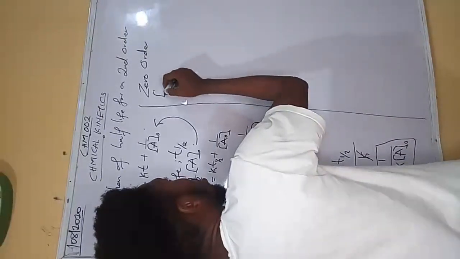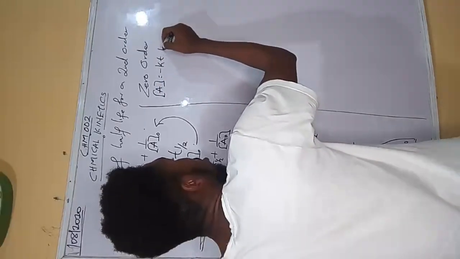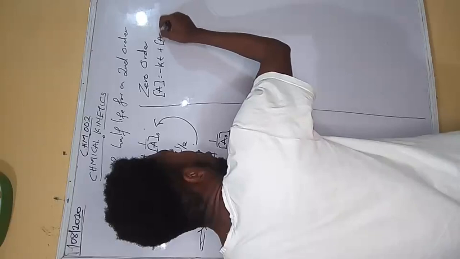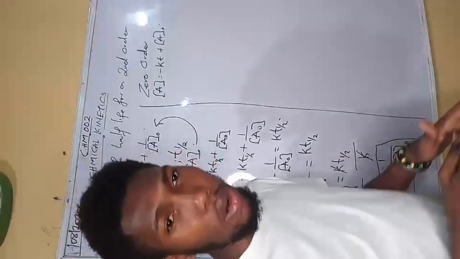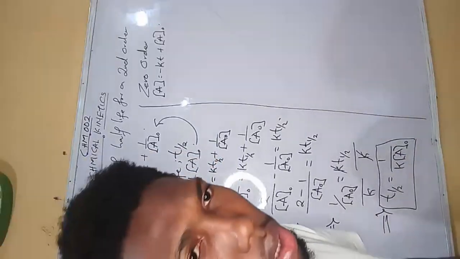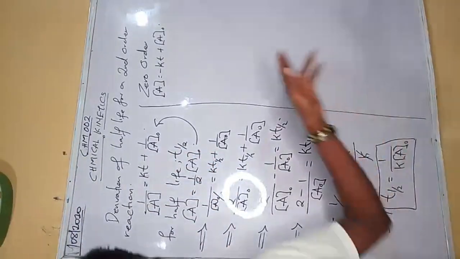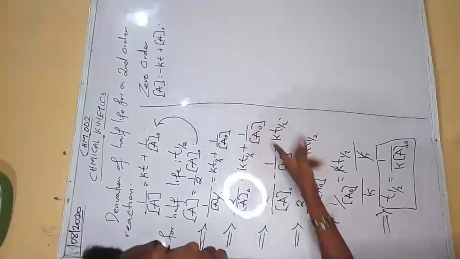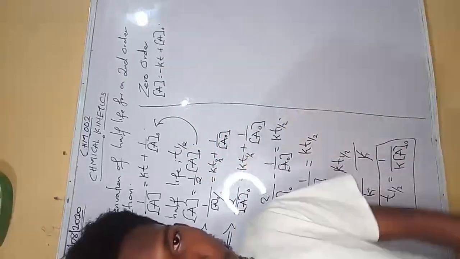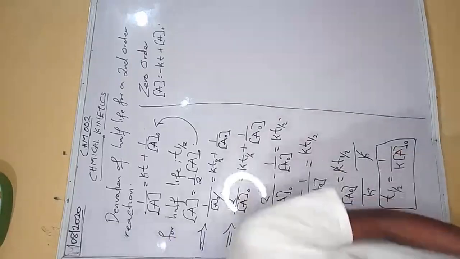It's going to be [A] equals minus kt plus [A]0. That's our expression for a zero order reaction. So using this, I want you guys to attempt it. Obtain the equation for the half-life for a zero order reaction. Just attempt it quickly. Once you get it, just write your answer down.